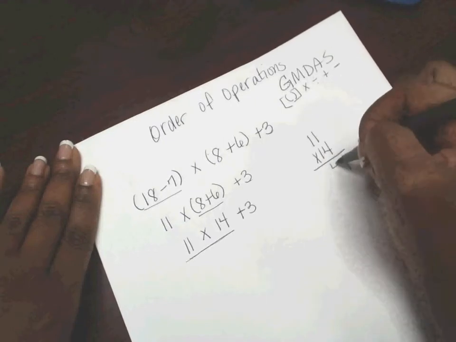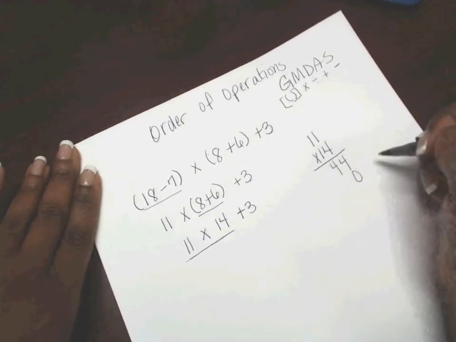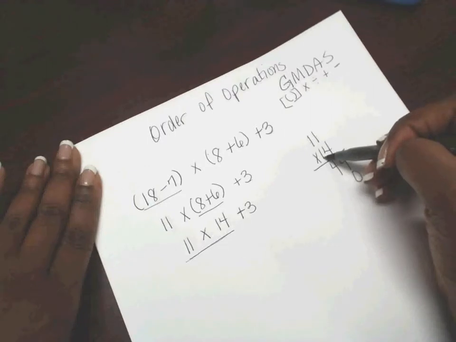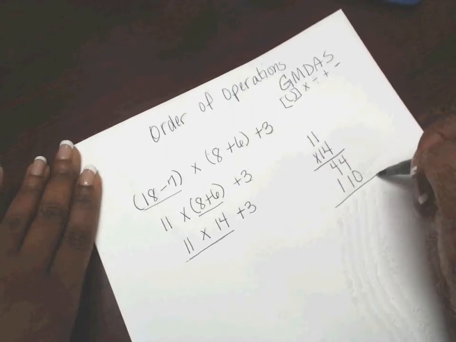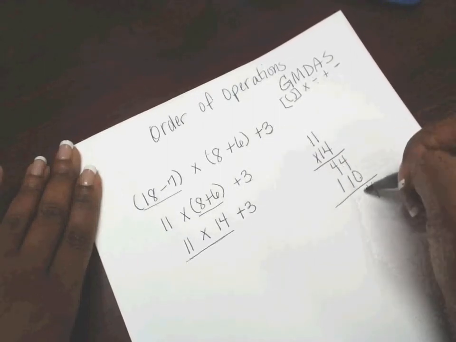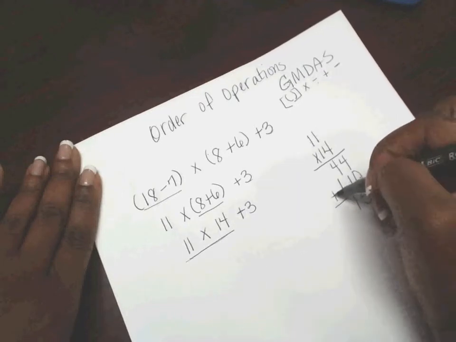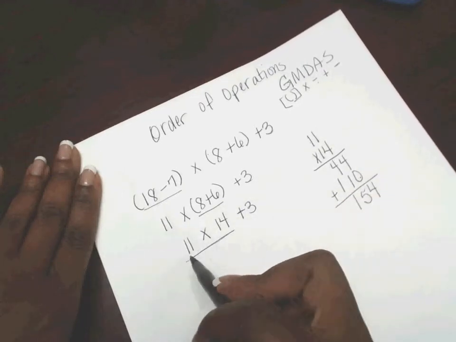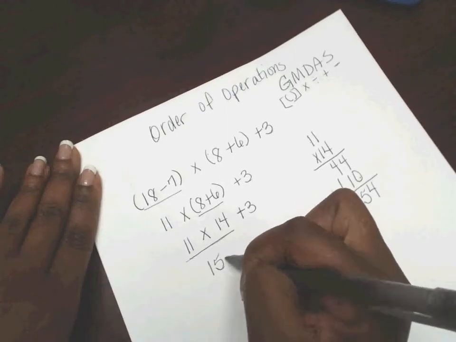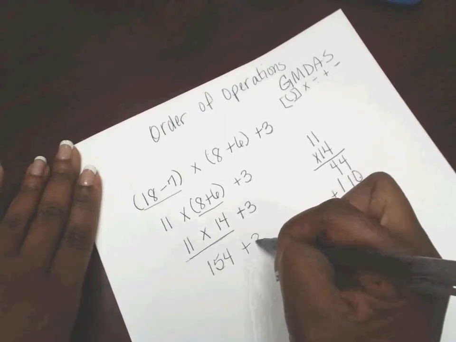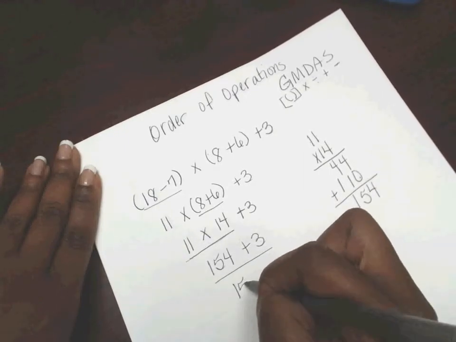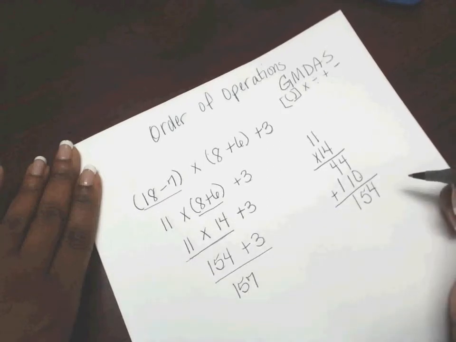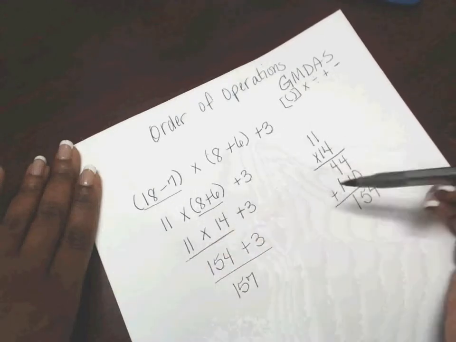4 times 1 is 4. Then I'm going to put my 0 as my placeholder because I'm now multiplying by the number in the tens column. So 1 times 1 is 1. 4 and 0 is 4. 4 and 1 is 5. And then 1 is 154. Let me put that in there. Okay? So this particular part of the expression is 154 plus 3. And then that's the part that we're solving, so we underline it. And 157 is what the value of this entire expression is.